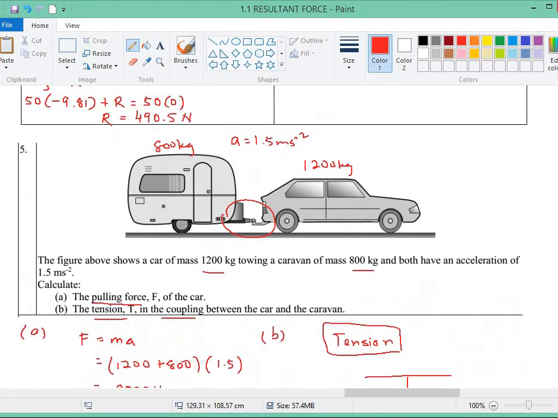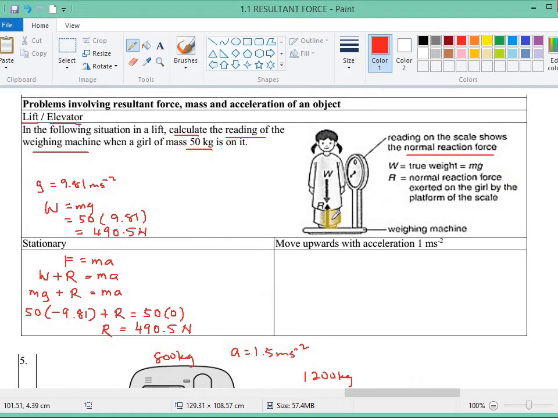Okay, now, same thing also. The girl standing on the weighing machine. The weight of the girl needs to be balanced off by a reaction force. And we know the reaction force produced by the weighing machine is enough to balance the weight, because if not, the weighing machine will break and the girl will pass through it. Since the weighing machine doesn't break, it is strong enough to produce a reaction force to balance the weight.